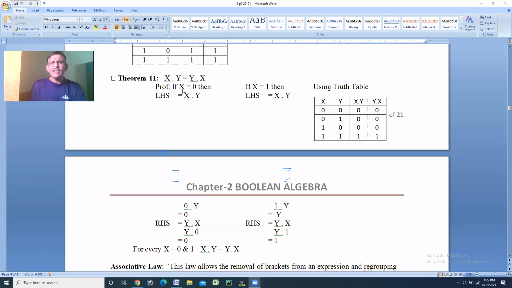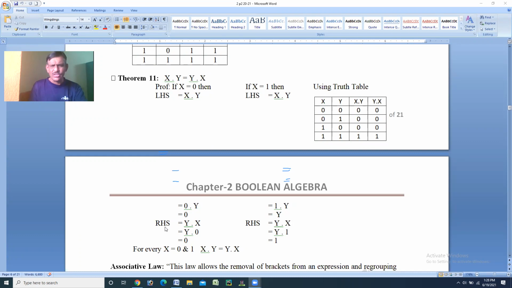So again, take the proof side, first case, if x equal to 0, then take LHS. LHS equal to x dot y. So if the value of x is 0, that is equal to 0 dot y. So we know that 0 dot anything is nothing but 0. Based on that, even we have studied the AND relation, 0 dot 1 equal to 0. So based on that, you can write it as 0. So LHS we got 0.